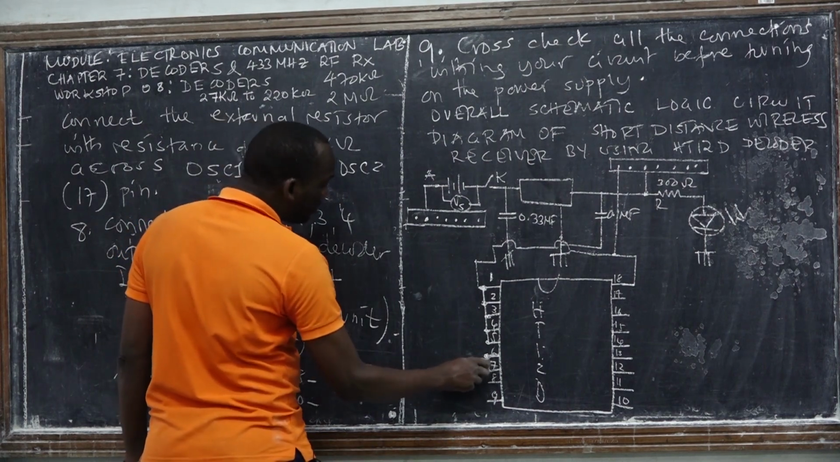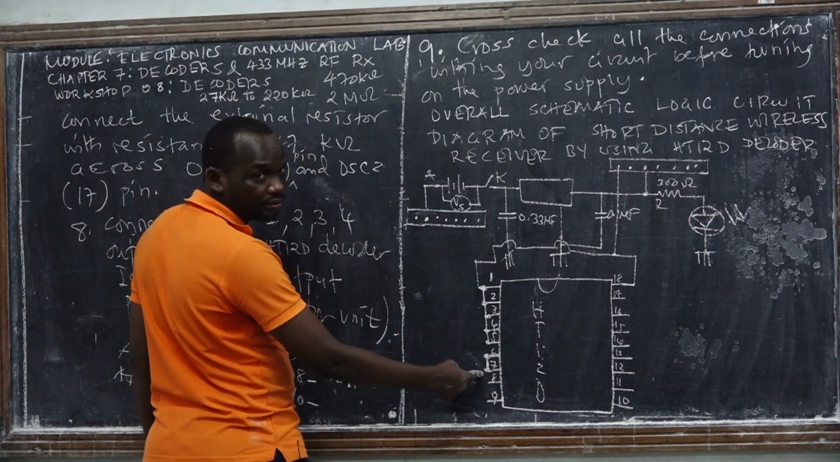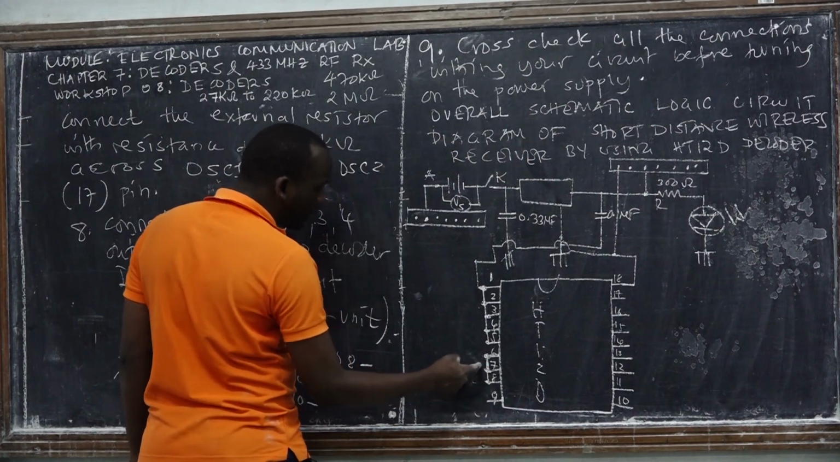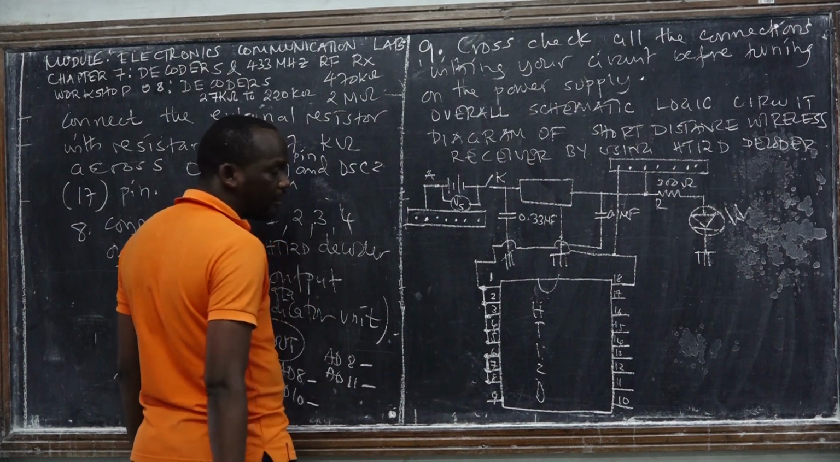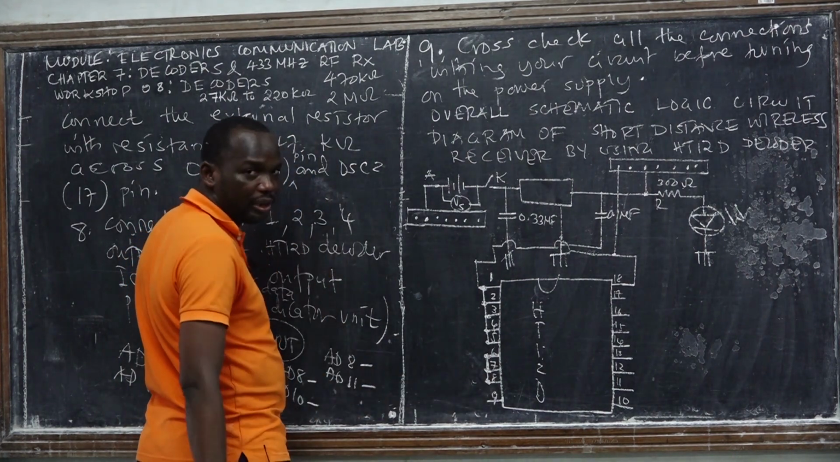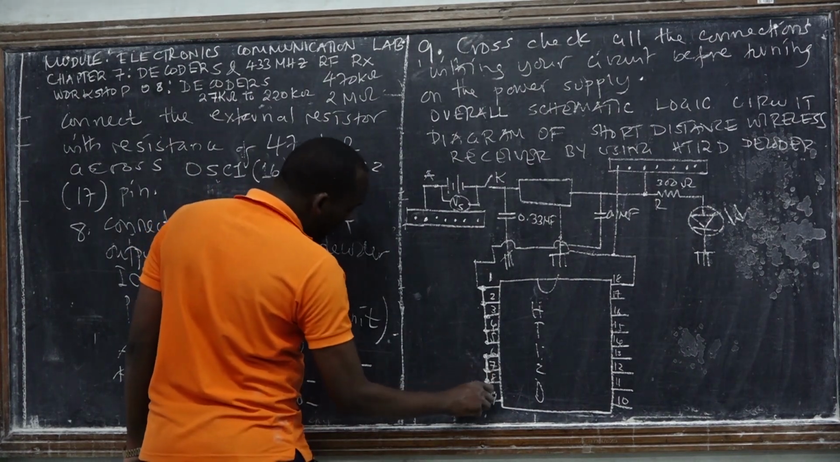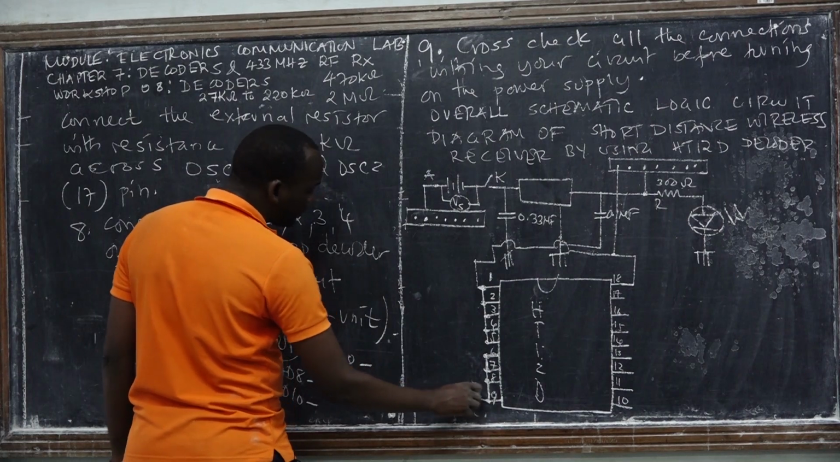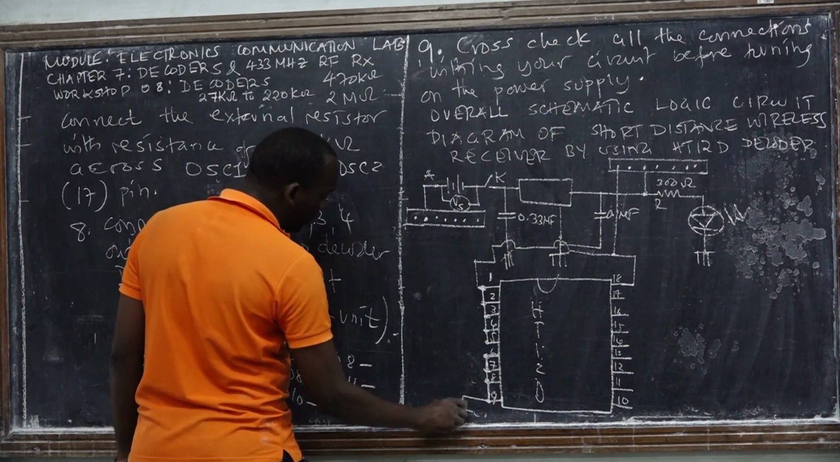So if it is a PCB board, we are going to use copper. If it is Vero boards, we are going to use soldering wire to connect pin number 7 and pin number 8. If it is PCB boards, we are going to use copper to connect pin number 8 and pin number 9. But this, we call it common ground.